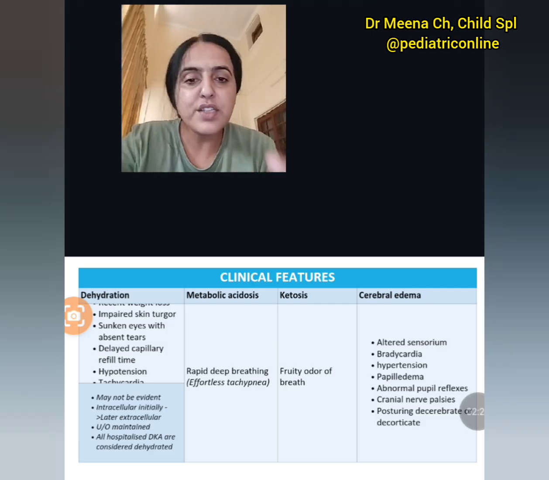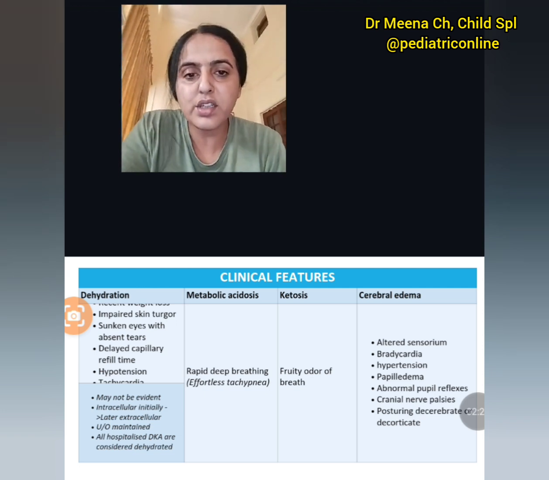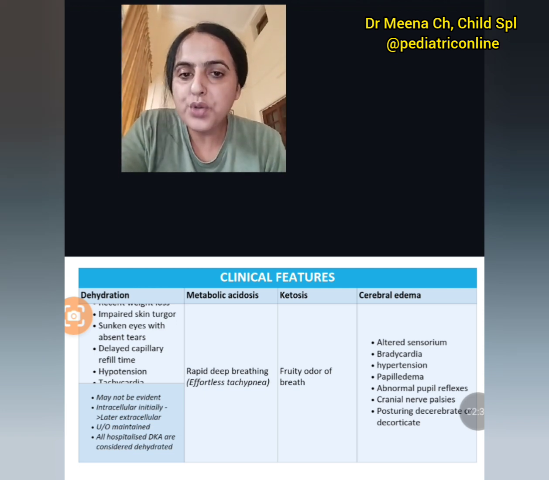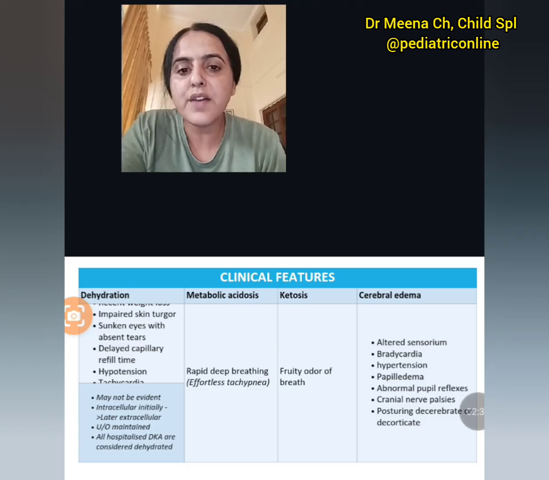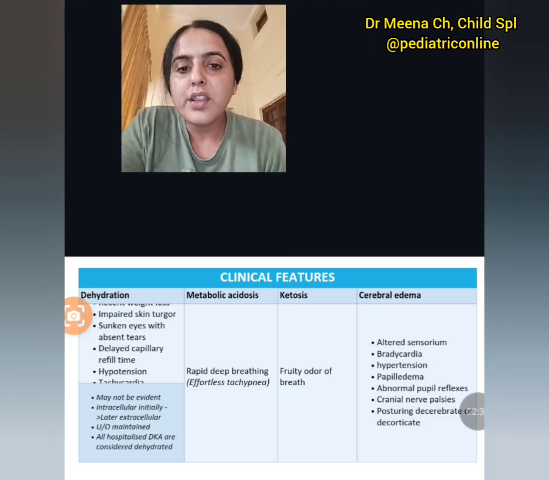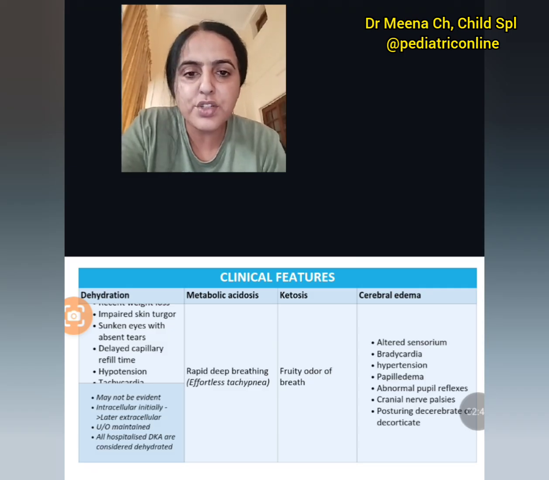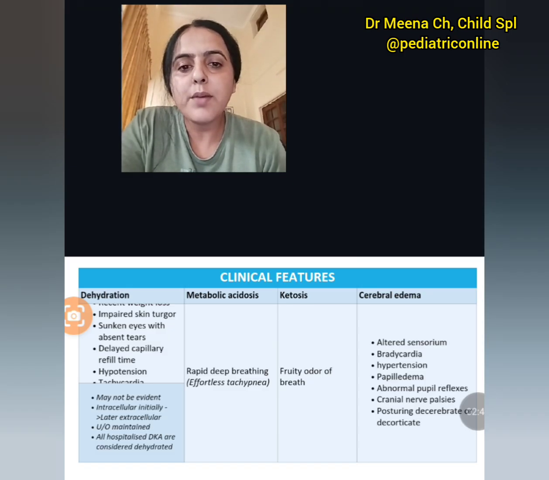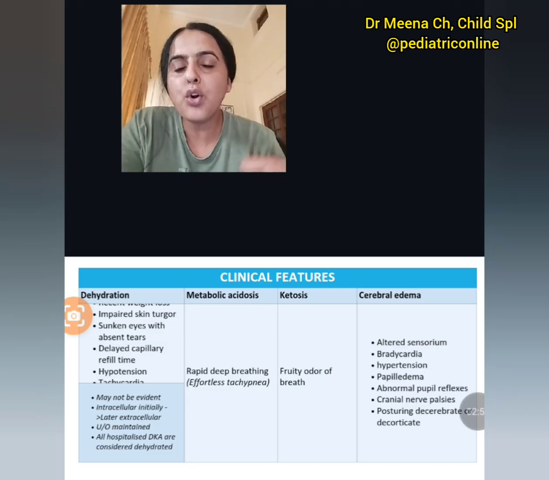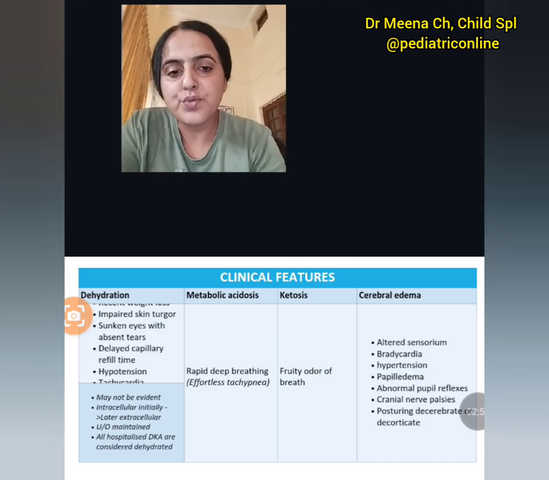In case the sensorium is dipped, you can think of the possible complication, which is very common and very fatal: cerebral edema. Where the sensorium is dipped, instead of tachycardia, the patient is having bradycardia and hypertension. That is the Cushing reflex we are talking about, where there is irregular pattern of breathing, bradycardia and hypertension. On eye examination, there can be papilledema, abnormal pupillary reflex, abnormal posturing, decorticate or decerebrate posturing, and there can be seizures also, right?